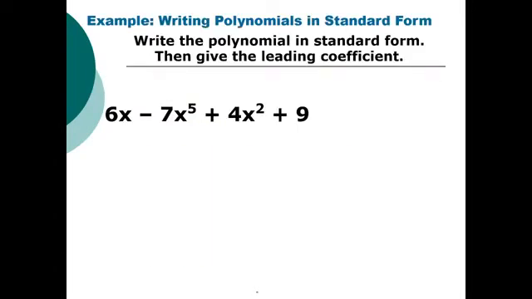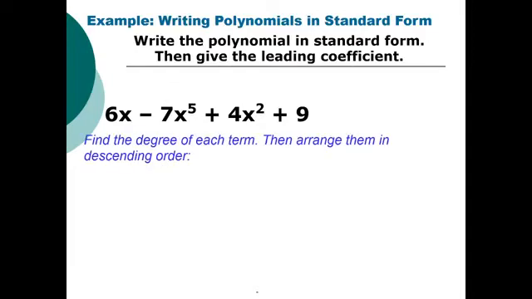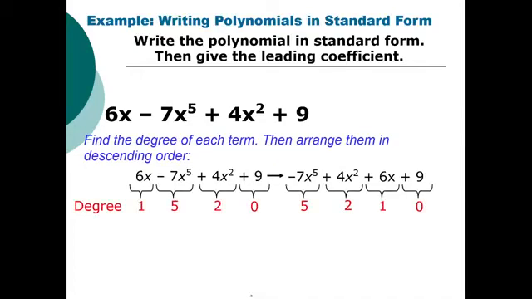Let's have this example. Let's write this polynomial in standard form. Let's determine the leading coefficient. So, first thing to do is find the degree of each term. Then arrange them in descending order. So, you have there the degree. So, the degree of the first term is 1. This one is 5. The degree is 2. The degree is 0. So, take note, it's 1, it's 5, it's 2, and a constant term 0.